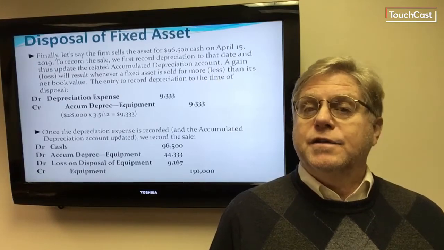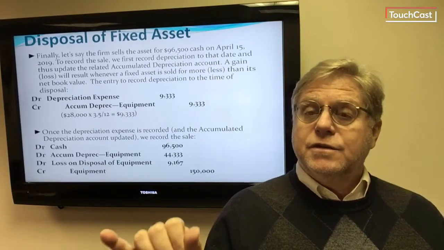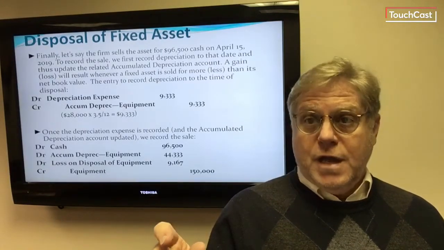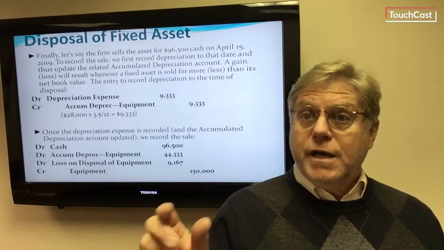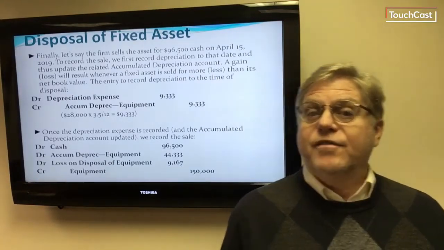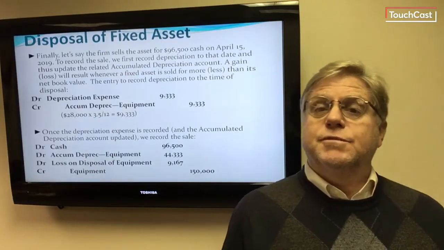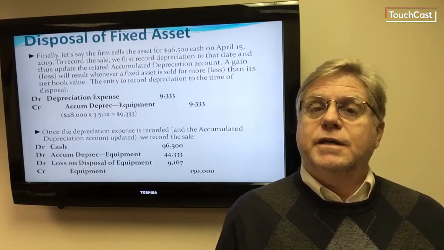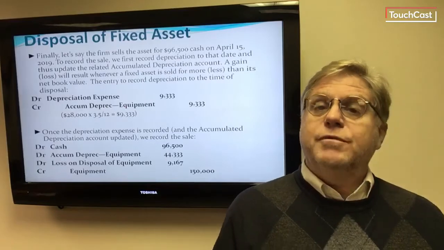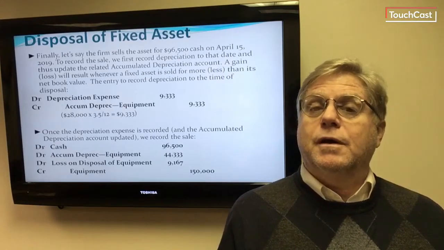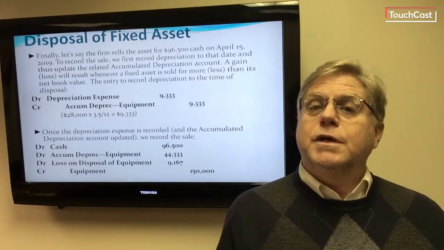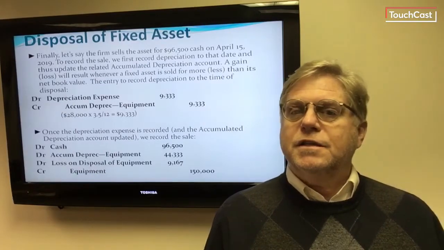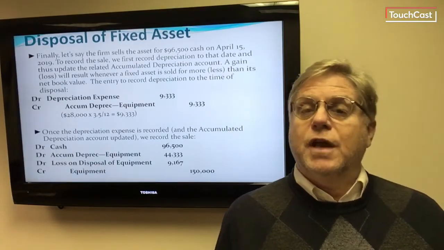And as you can see, one way of calculating that is to take the $28,000 annual depreciation expense and figure out for what portion of a year we actually operated it prior to the sale, and the answer to that is 3.5 months. 3.5 over 12 times the $28,000 gives us the amount of depreciation for 2019. And so having made that entry, we've updated our accumulated depreciation equipment balance, and that balance now is $44,333.